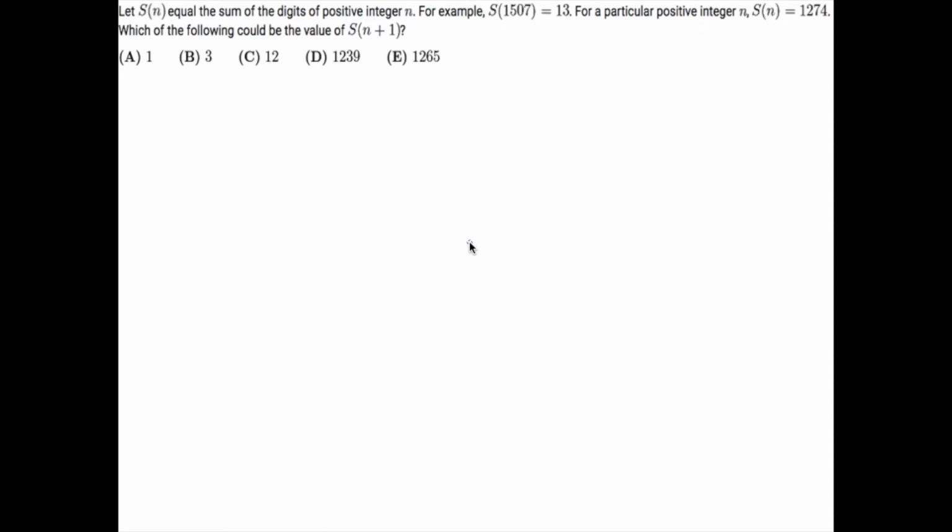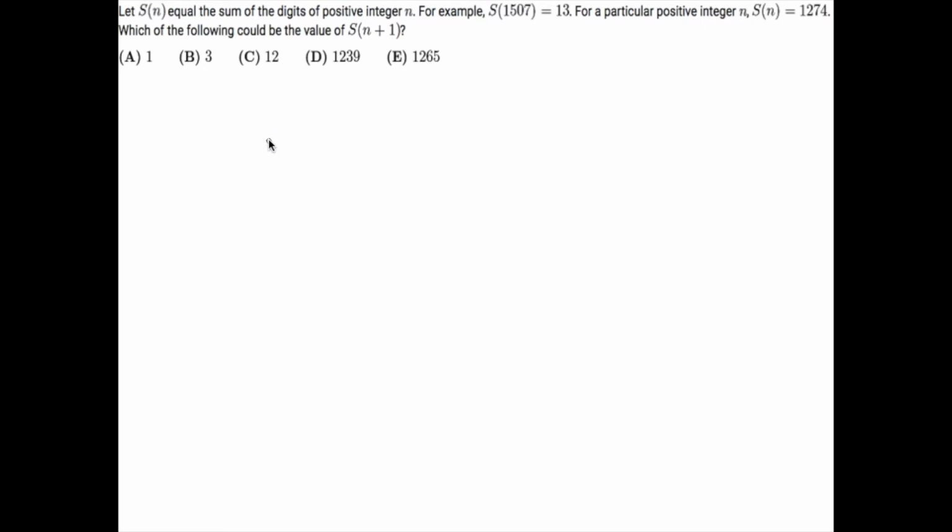There's two different cases for the value of n. One case is that it does not end in a 9. If that's the case, then s of n plus 1 is going to be 1275, and clearly that's not one of the answer choices. So that means that n has to end in a 9 or a series of 9s. So let's take a look at what happens to s of n when we add 1 to a number that ends in 9.